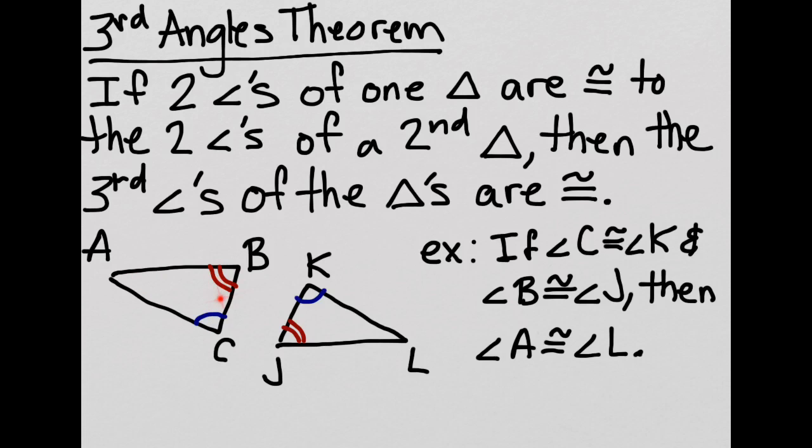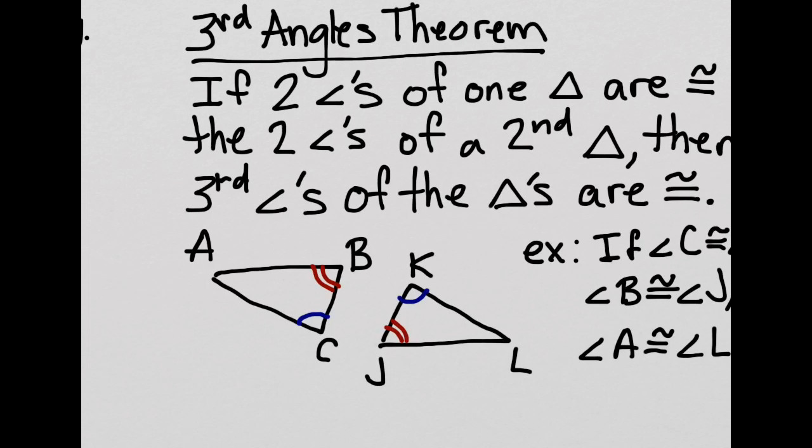So if we have two angles being the same in those two triangles, that means their sum is going to be the same. And if we subtract that number, whatever it is, from 180, we should get the same number, and that's what A would have to be, and that's what L would have to be in this picture. So in this example, we see that C and K are marked as being congruent, B and J are marked as being congruent, so we know that their last pair of unlabeled angles also need to be congruent.